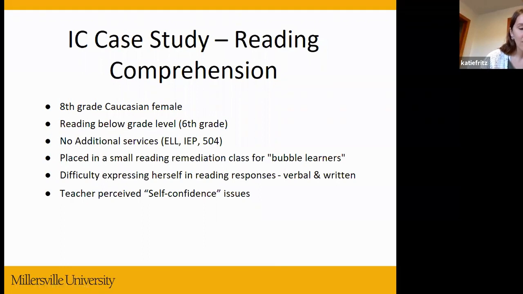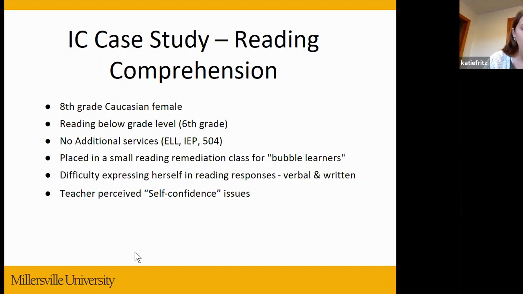So initially we had discussed working together for one student, an 8th grade Caucasian female. She actually had a very small class of only 4 kiddos who were considered bubble kids because they were right on the cusp of moving from basic to proficient. So these were kids that did not have any additional services. No, they were not ELLs, no IEPs, no 504s, nothing. They were regular education kids that just needed a little something extra to help them develop more of their skills.